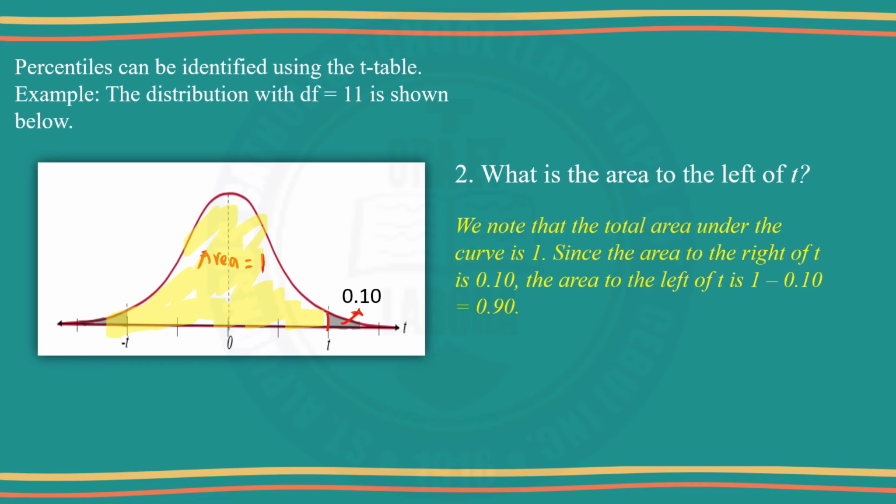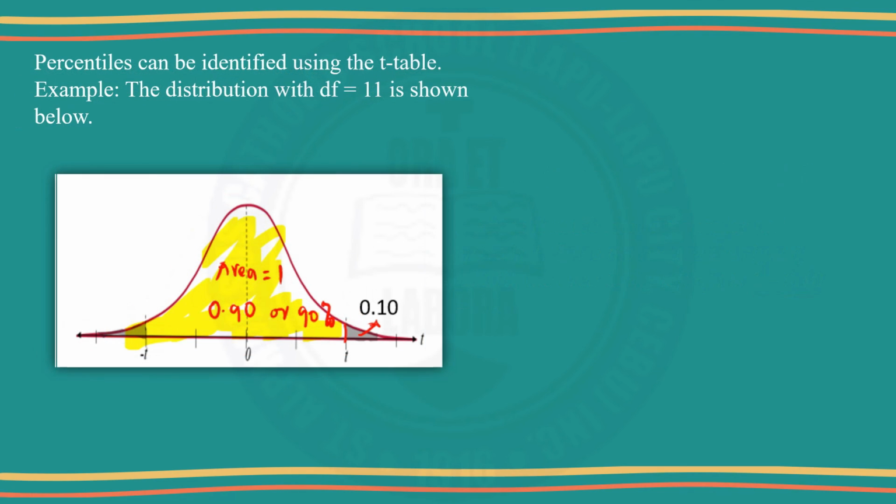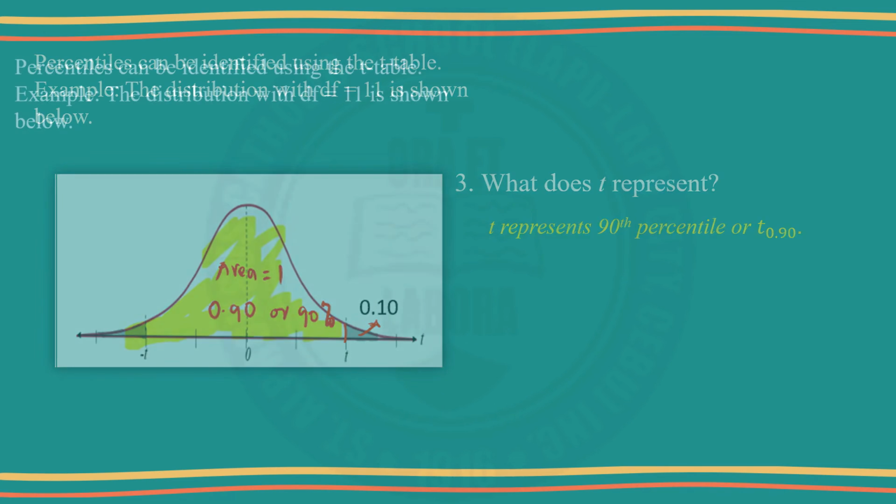So the solution to get the area to the left of t, which is this one, is 1 minus 0.10, and it is equal to 0.90 or 90% as the area to the left of t. For the problem number 3, what does T represent? T represents the 90th percentile or T sub 0.90.